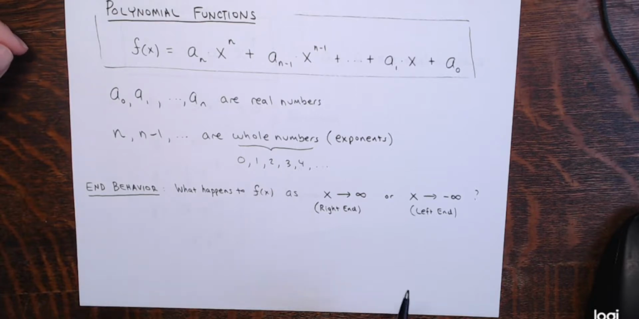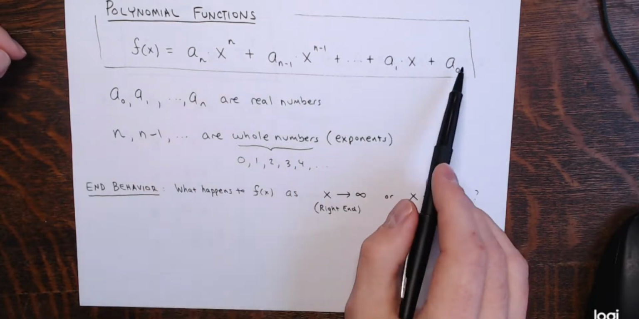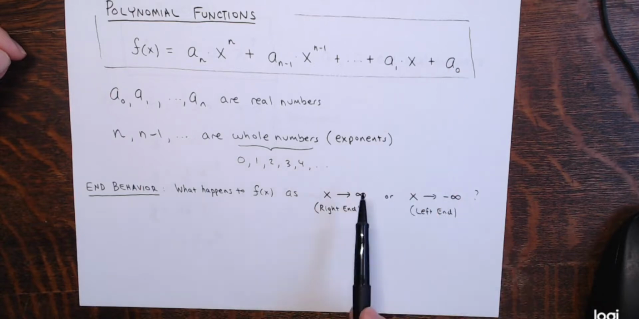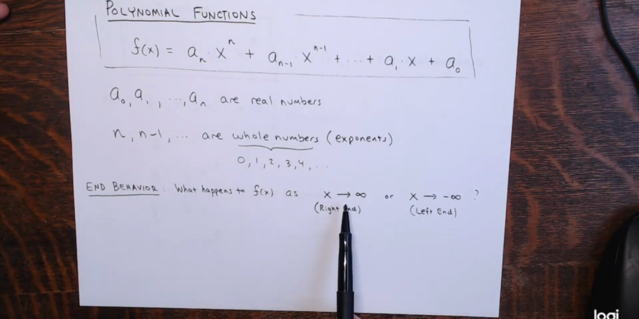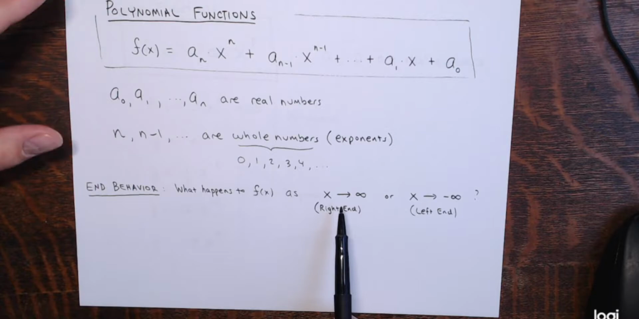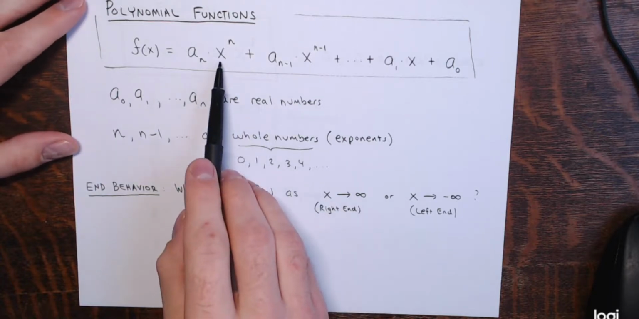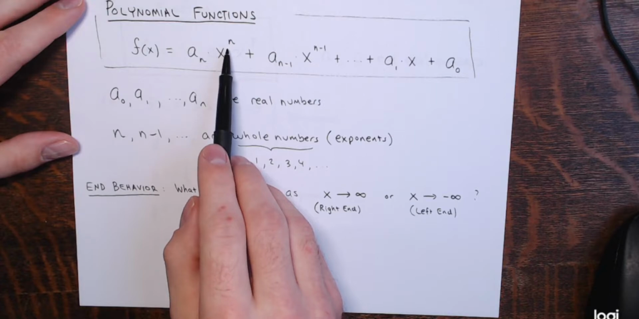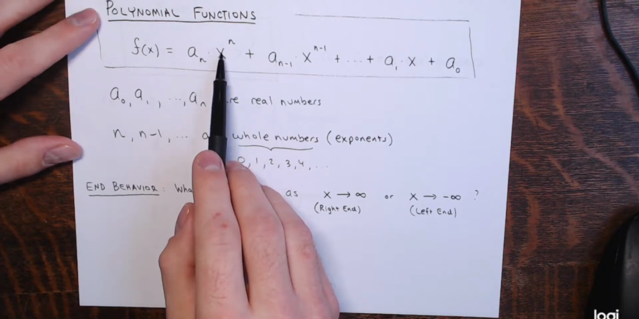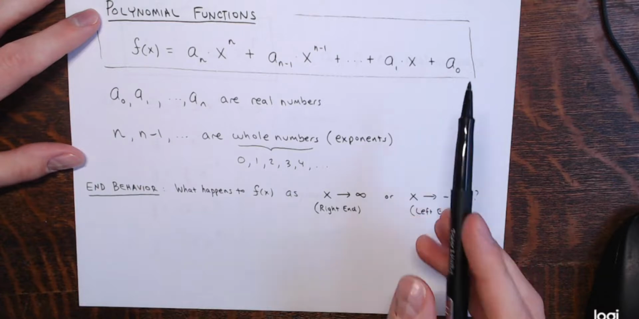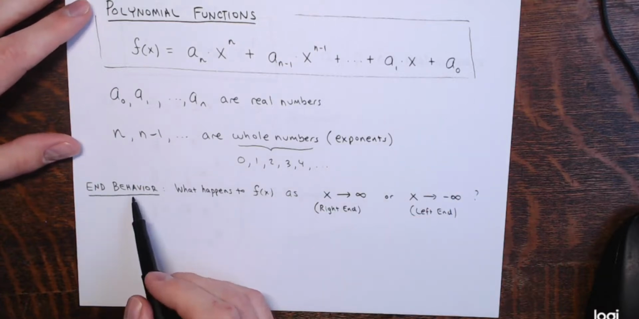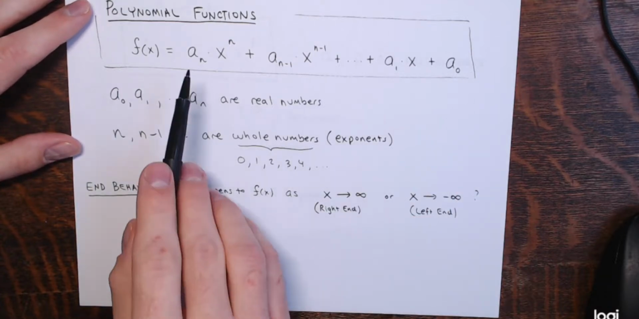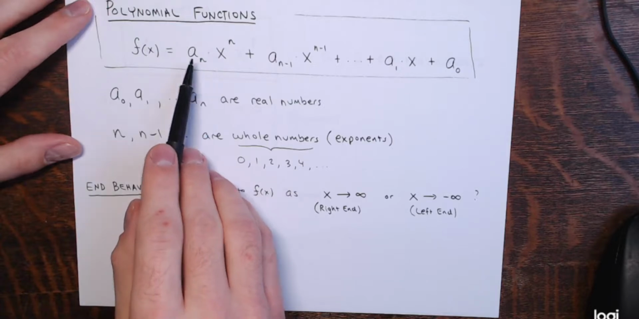Now, because all these are whole number powers, if you're letting x get incredibly large, 100, 1,000, 1,000,000, 1,000,000,000, a googolplex, whatever, the highest powered term is going to be much larger than the rest of them. So end behavior is dictated by the lead term, the highest powered term.